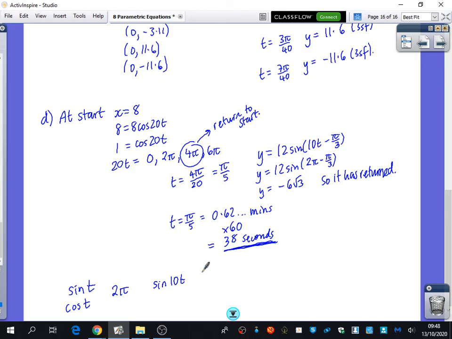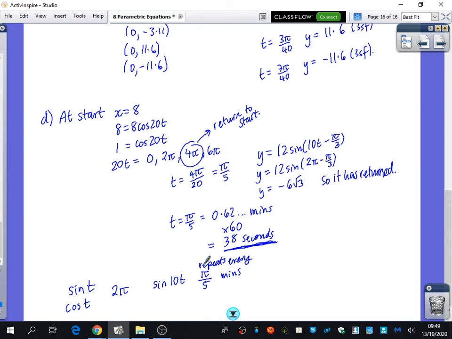It would be pi over 5, because you would take 2 pi and divide it by 10. So the amount of time that one would take, it would repeat. It repeats every pi over 5 minutes. Okay, and our graph was almost that. Our graph was 10 sine of t minus pi over 3.